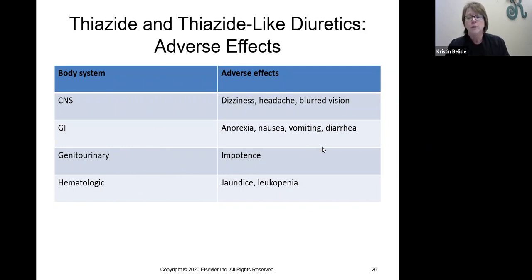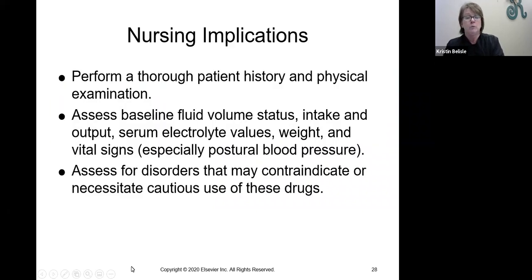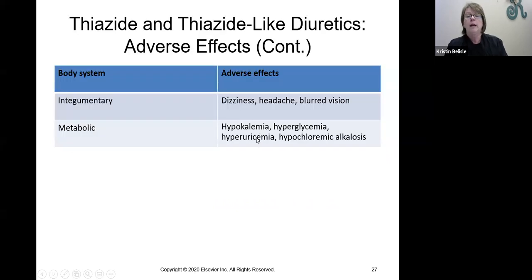Of course, nausea, vomiting, and diarrhea. You can never go wrong with those. For this diuretic, once again, hypokalemia, which is low potassium, hyperglycemia, which is high blood sugar, high uric acid, and hypochloremic alkalosis. The one thing I want you to understand is that the thiazides are still potassium wasters and can cause increased blood sugars, glucose levels. Okay. Thiazides also, what I want you to know is they don't really know why they cause hyperglycemia.